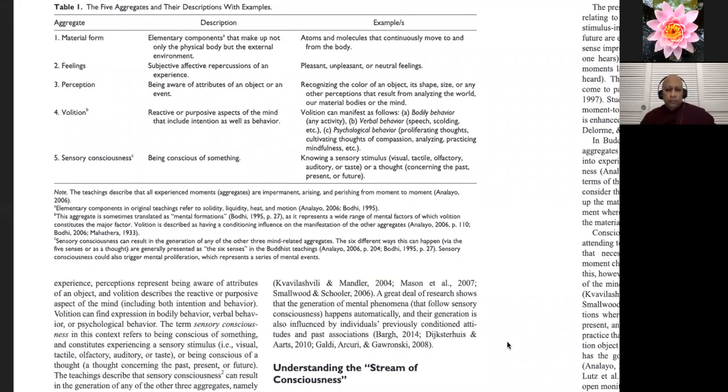Marichi, upama, sanya. This is how Buddha explains perception.